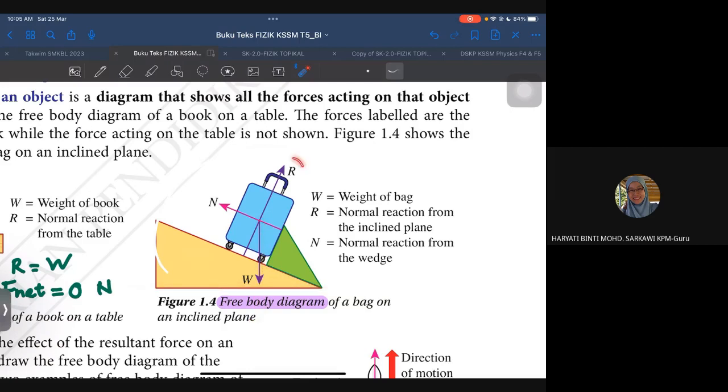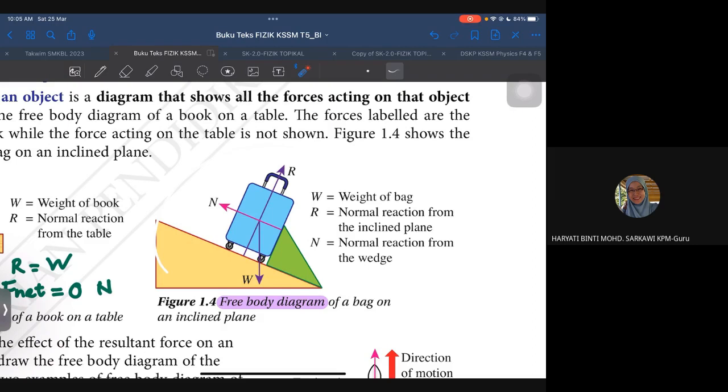Then R will always be 90 degrees to the surface in contact. So the surface in contact now is this, the inclined plane. So that's why you see R is 90 degrees like that. Boleh faham? Bolehkah?